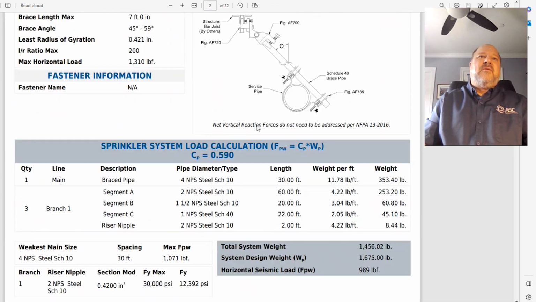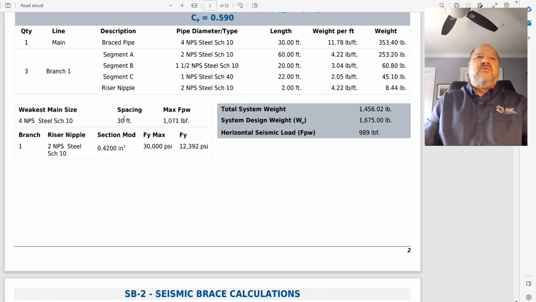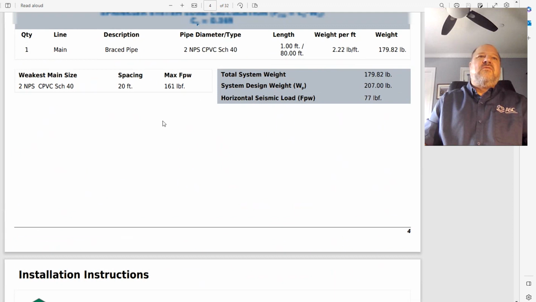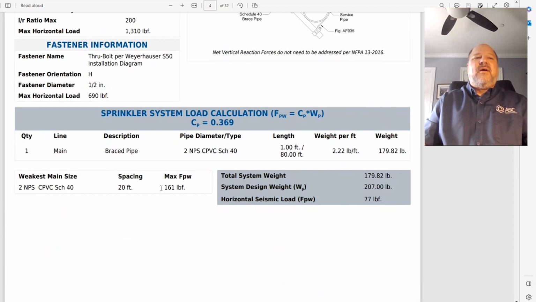the sway brace up here was a lateral. We worried about the 4-inch, which was good for 1,000 pounds, 71. This one is good for 161 pounds. That's based on 20-foot spacing, and that's the shortest table, the smallest table in the NFPA standard. And you can see the 77 is less than the 161. So again, our brace is good.